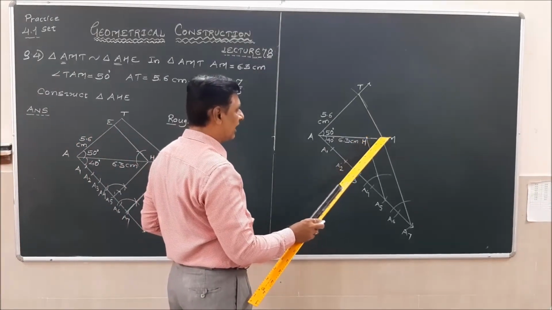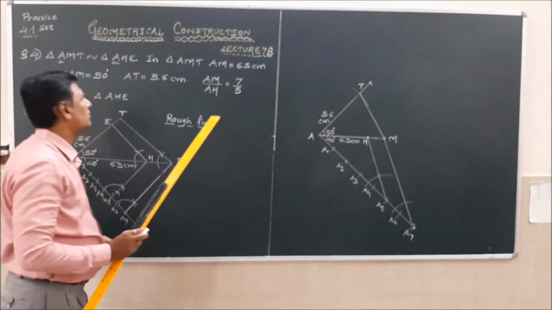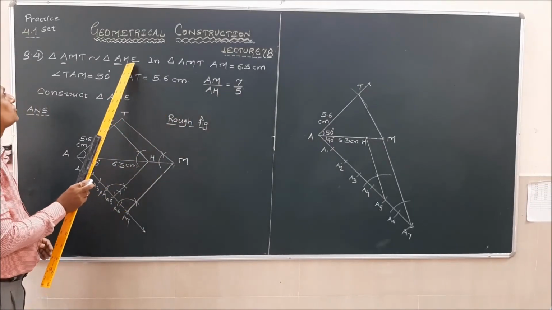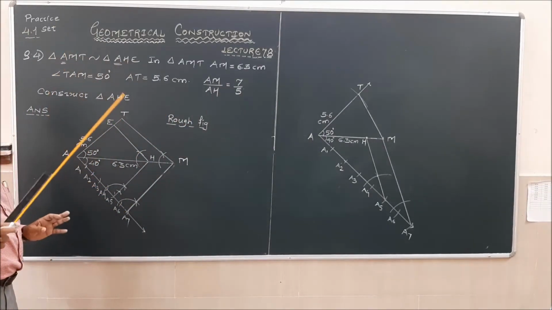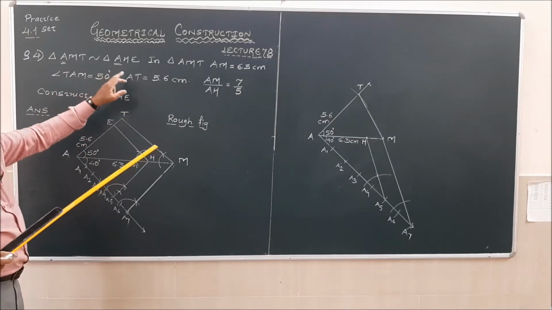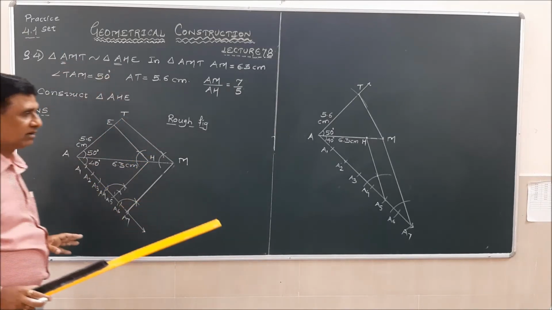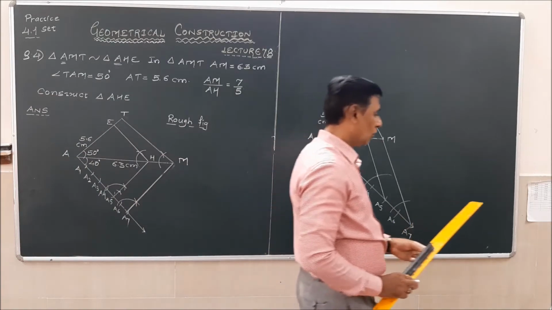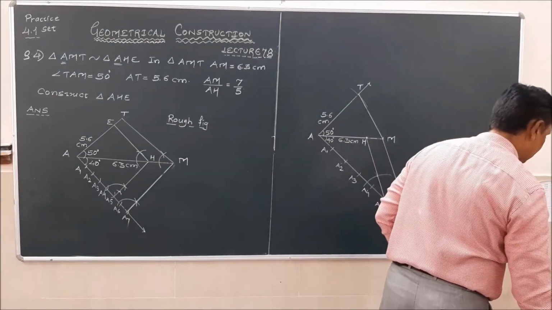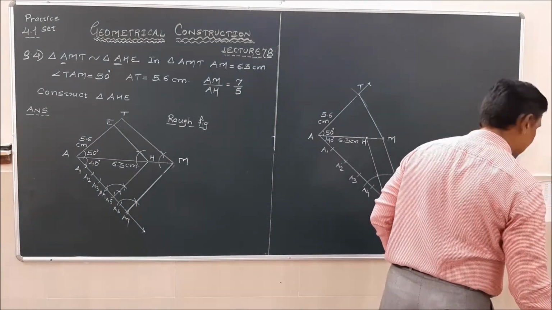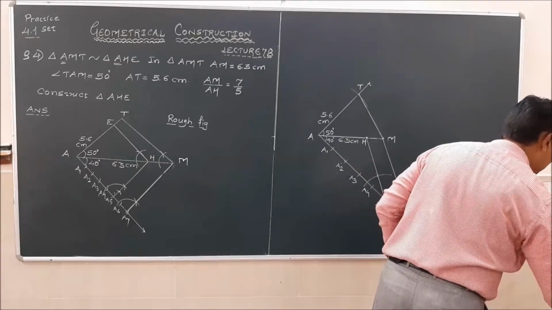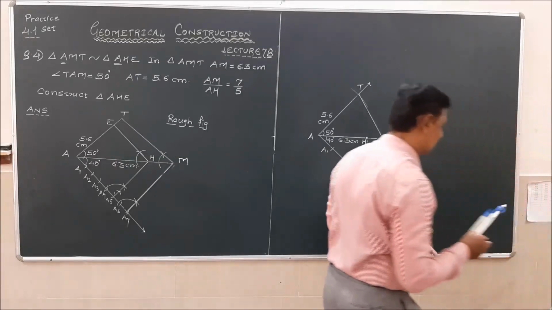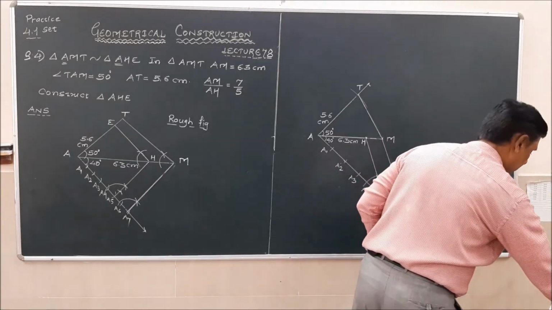Angle H and angle M are congruent. Please look. Angle H and angle M are congruent because the triangles are similar. Now I am going to draw the congruent angle again, from M and H. So please look at the figure. Try to understand this carefully.